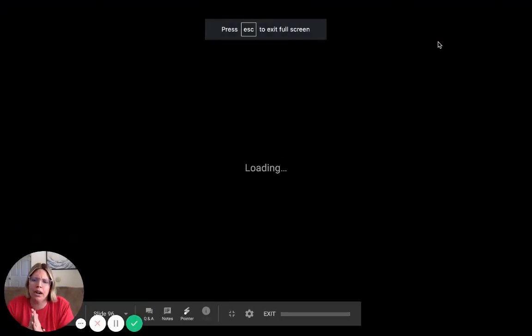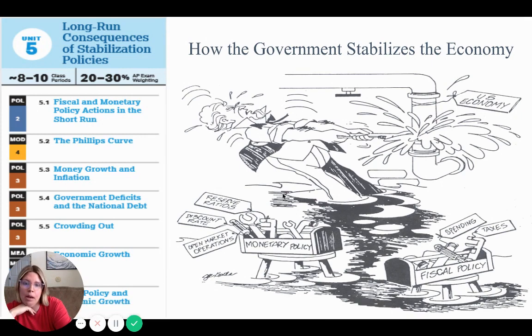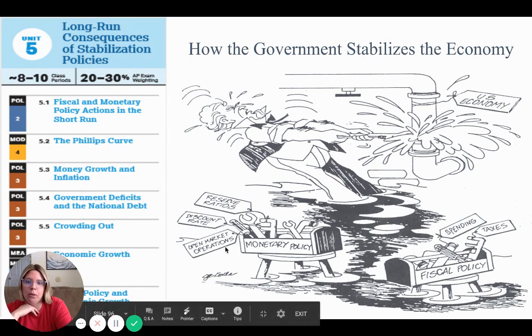Let's jump into Unit 5. Let's get this done because we've got our test on Thursday, May 21st. This fifth unit is basically covering how the government stabilizes the economy. I showed you this cartoon, which is supposed to be Uncle Sam or the United States government, and the economy is broken. And so we've got tools of monetary and fiscal policy that we can use.